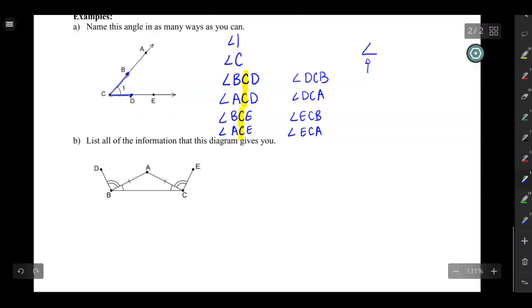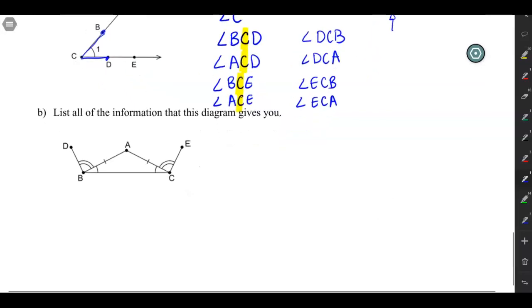Okay. So now let's talk about this picture down here in B. We are going to list all of the information that this diagram gives us. So we'll just start with some of it, and we'll hopefully be able to get through all of it. I'm going to start with these congruent angles.